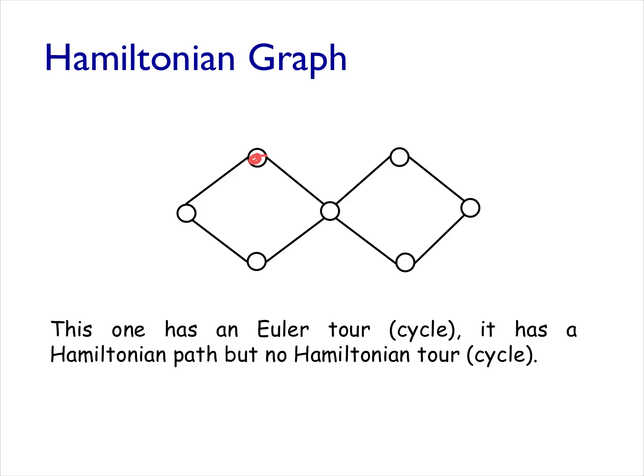What about a Hamiltonian path? Where? From here and then... up here and then we finish here, right? So this way we have passed through all of them exactly once. Okay.